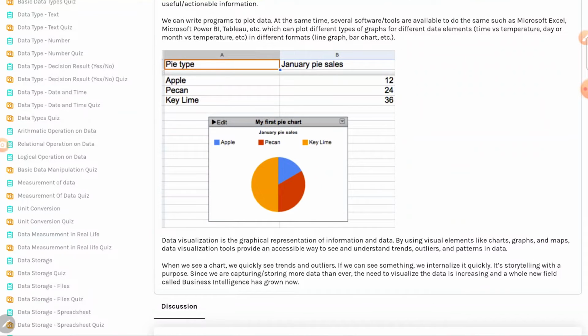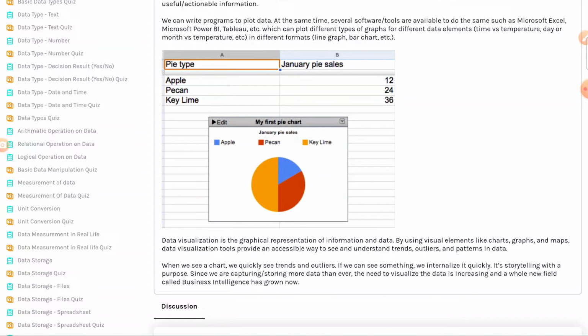Now, data visualization is a graphical representation of information and data. By plotting data from different angles, such as charts, graphs, or maps, it is very easy to get information. When we get that information, it is easy to create a storytelling. We can very comfortably create a story out of it, and we can infer actionable information from that data.